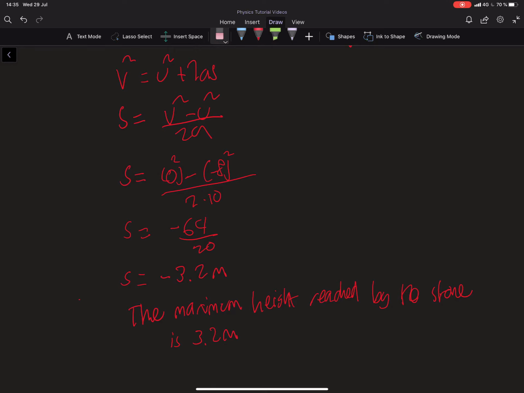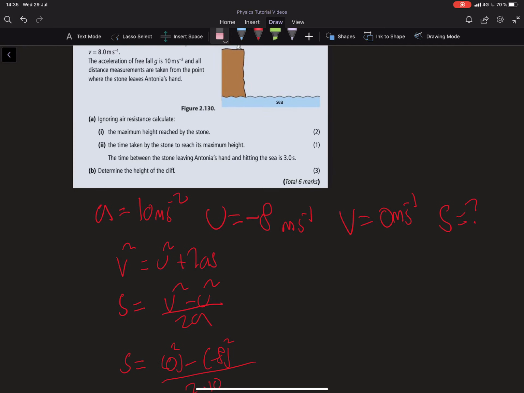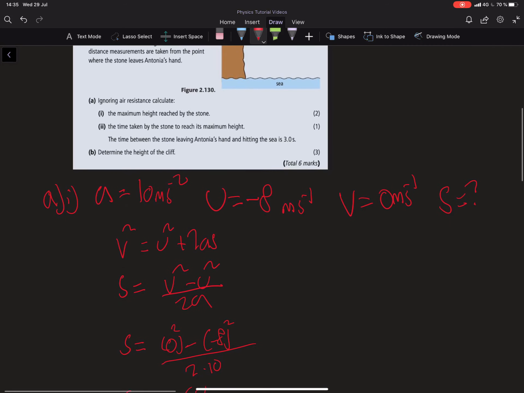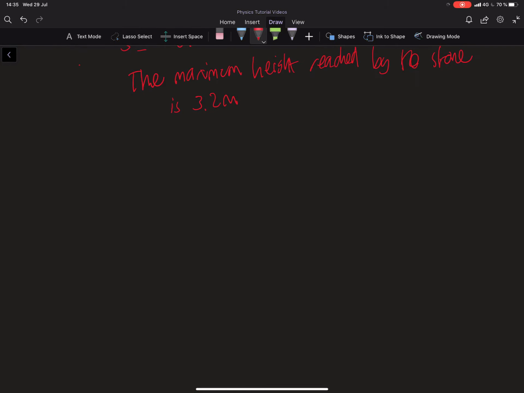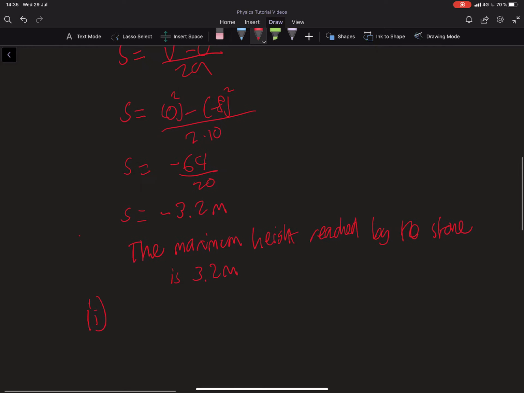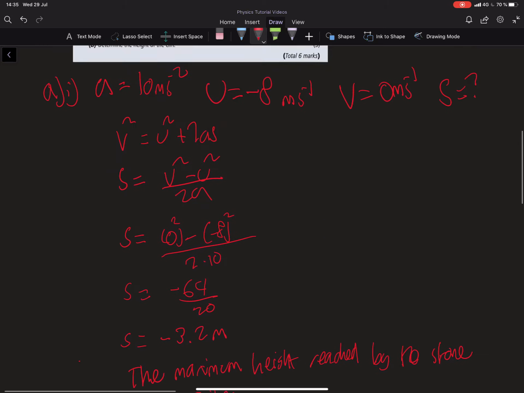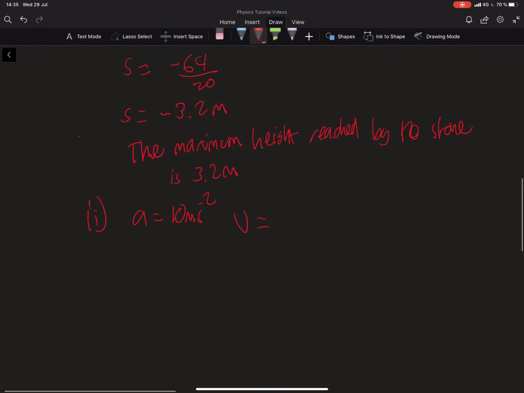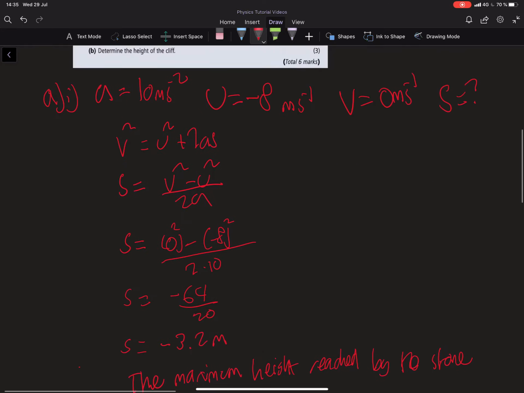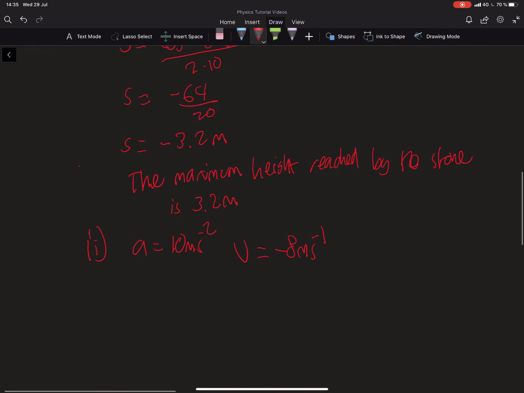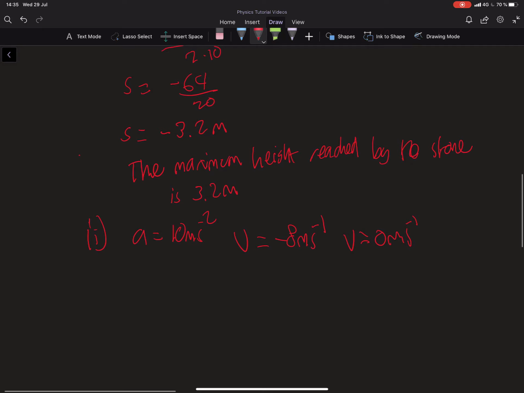Now, moving on, looking back at the question, there is a part II. So let's just show that here. We have next, the time taken by the stone to reach its maximum height. Okay, so this is again a continuation of what we just did. We can use the same information. So we have a is equal to 10 m/s^-2, u is equal to -8 m/s^-1, v is equal to 0. And we also have now that s is equal to 3.2. And what we're looking for is the time.